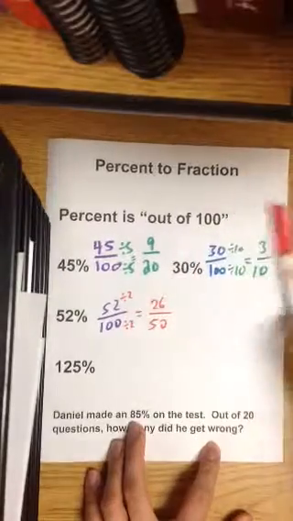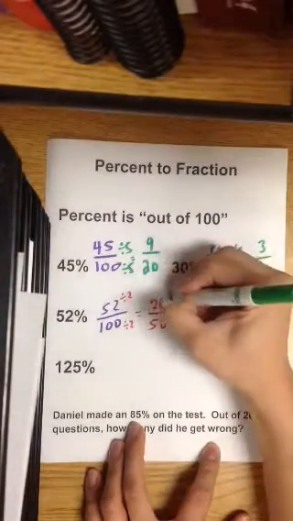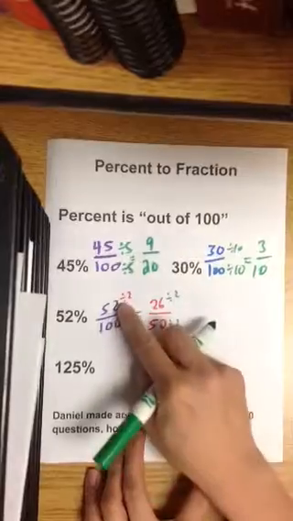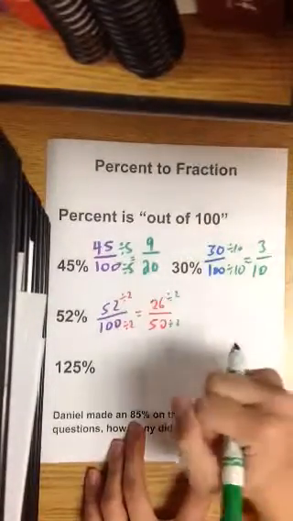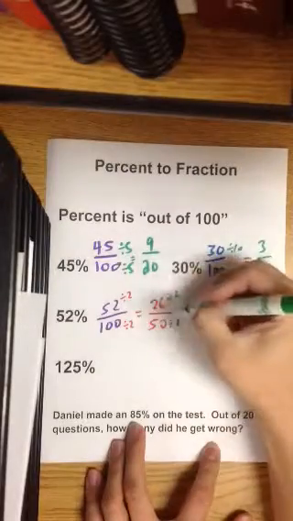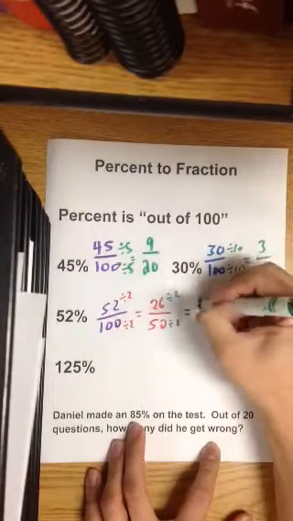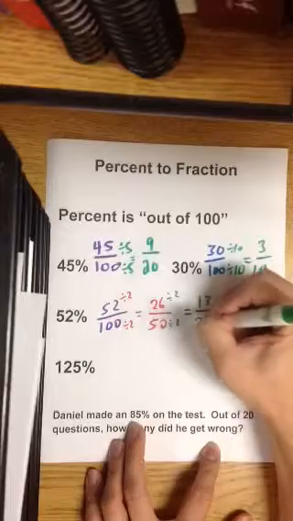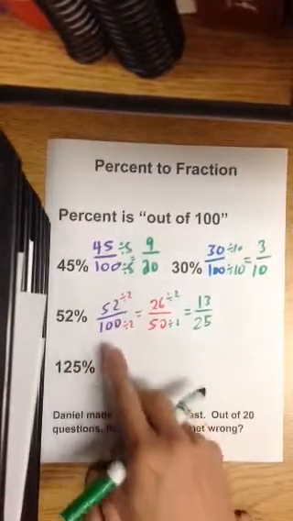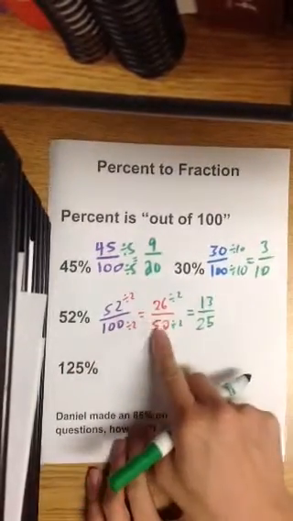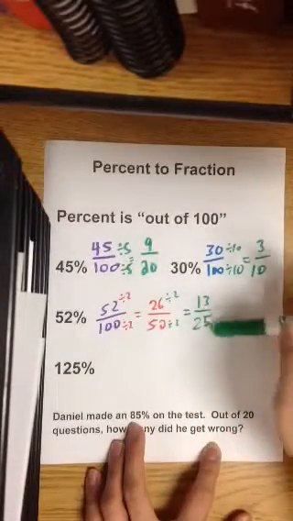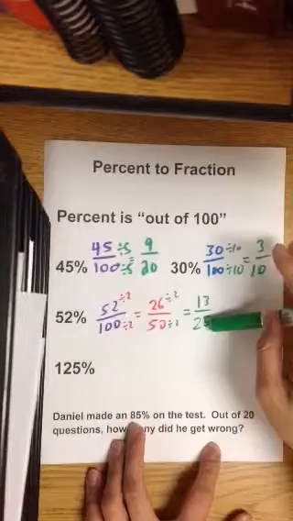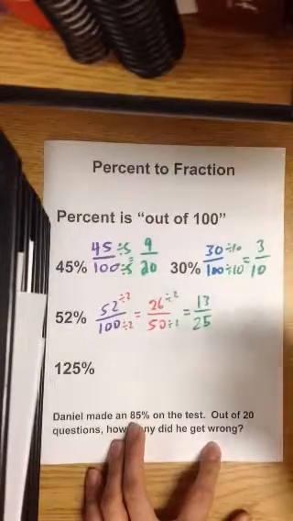You know what? I should have known it. 52 and 100, the greatest factor that goes into it is 4. Why did I not divide by 4? Look at all the time I'm wasting. So 26 divided by 2 is 13. 50 divided by 2 is 25. So 52% is equivalent to 52 hundredths, which is equivalent to 26/50, which is equivalent to 13/25. So if someone shot 25 times, they would have made 13 of them.